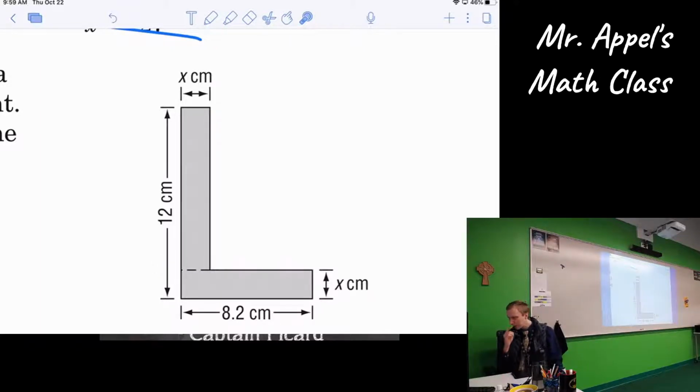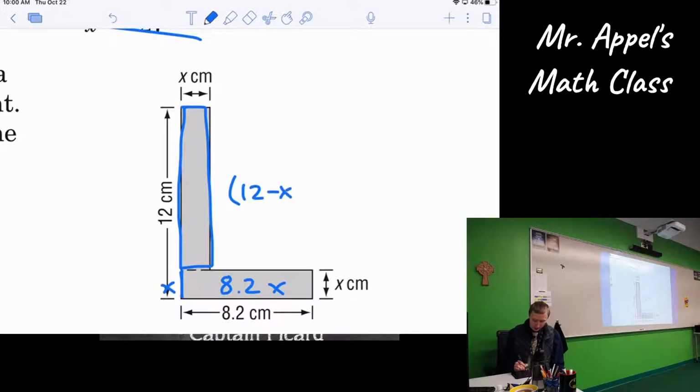This rectangle being 8.2 wide and x high, we're looking at 8.2 times x. And then this other rectangle attached to it would be, well, we can't go all the way to 12. It's this much short, which is x short. So it's 12 minus x short times x. So that would be the area of this guy, and then you need to add them both together.